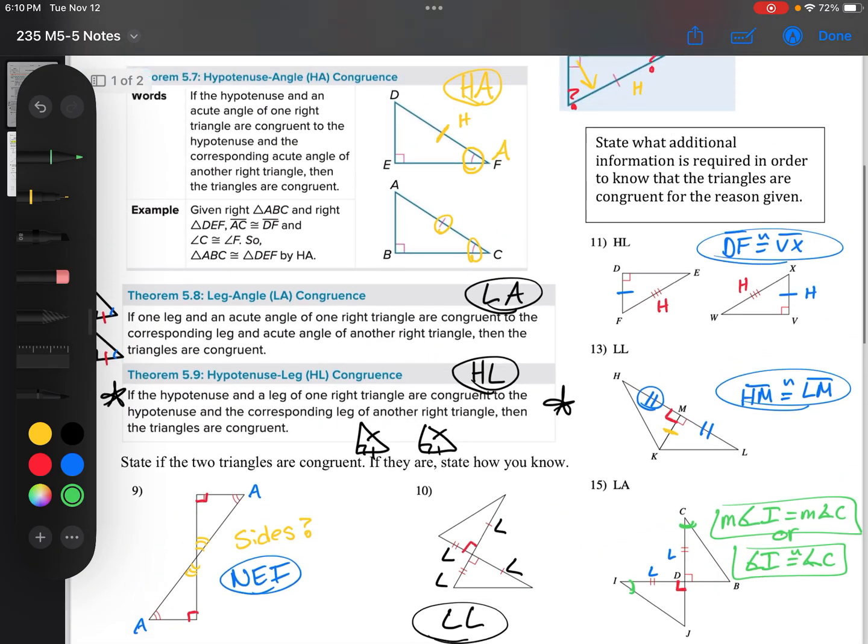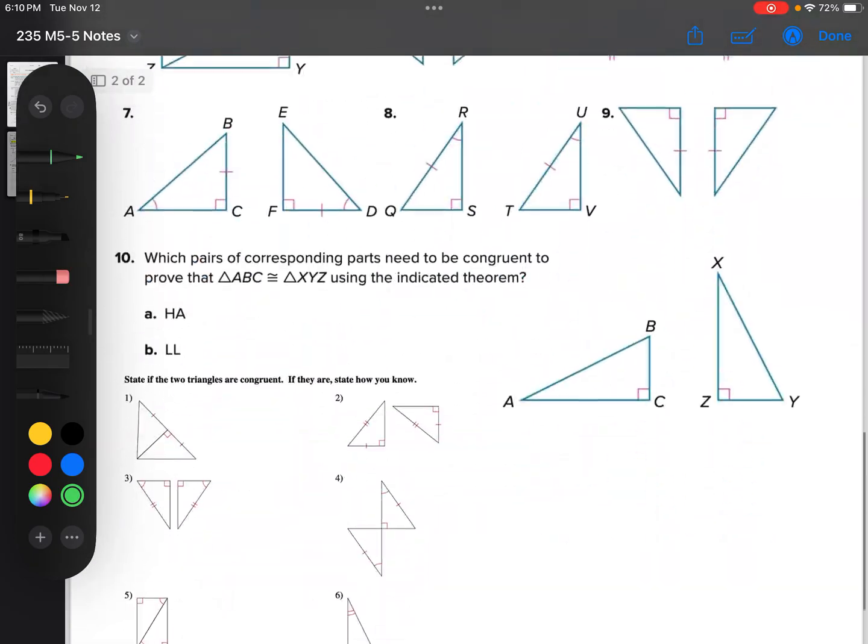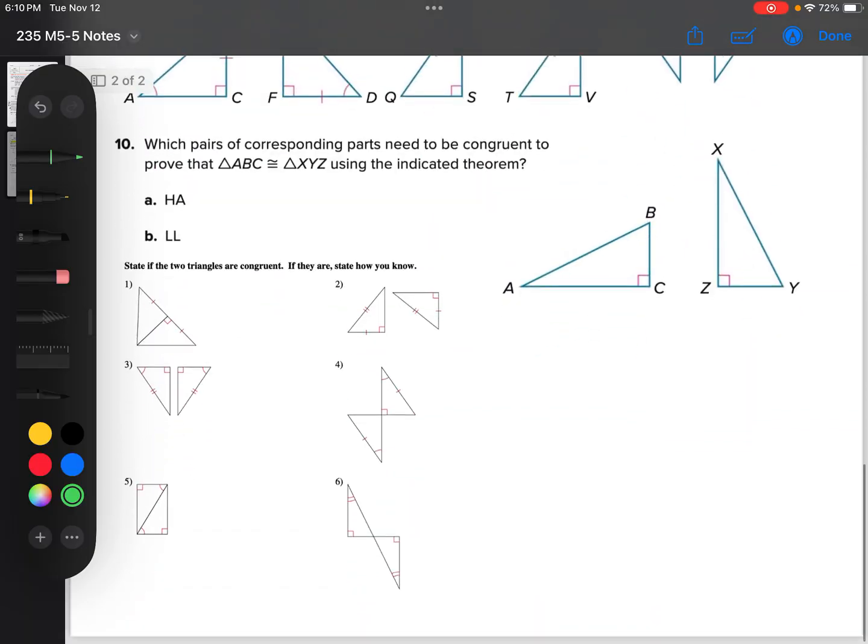Make sure you look over those notes, get those down, and then use that to help you with the assignment on the back. Please make sure you read the directions.